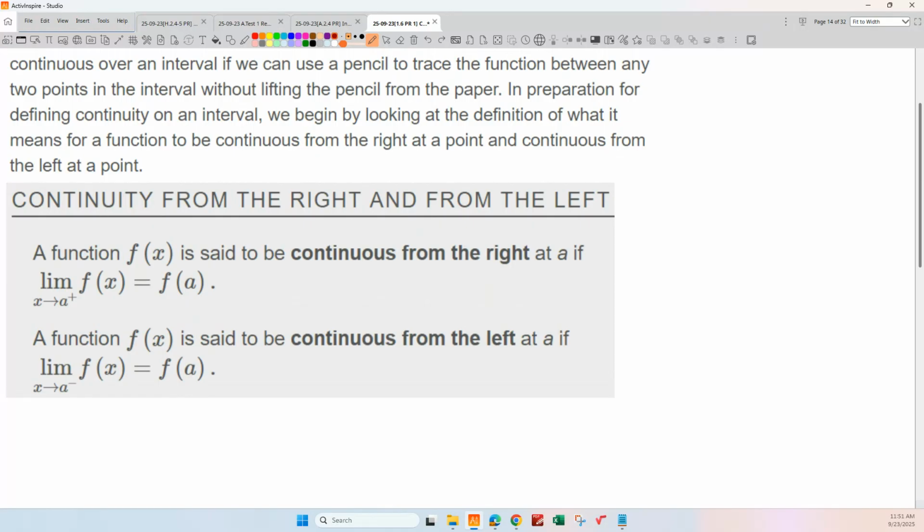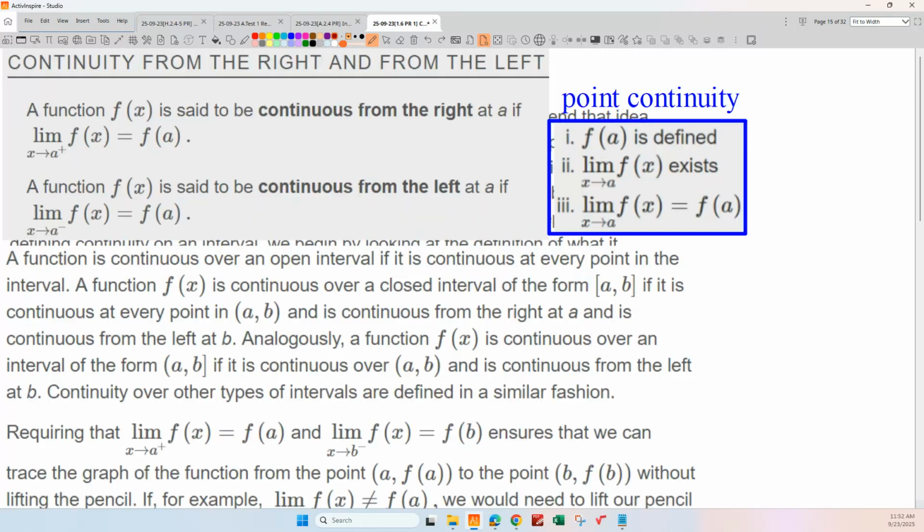So we would say a function is said to be continuous from the right at a if the limit of f of x as x approaches a from the right is equal to the value of the function at that place. Okay, makes sense? So the function would exist and the limit would exist and they would be equal. Give me thumbs on that. Does that make sense? We would say a function is continuous from the left if as x approaches a from the left, that limit is equal to the value of the function at that left endpoint again. Okay?